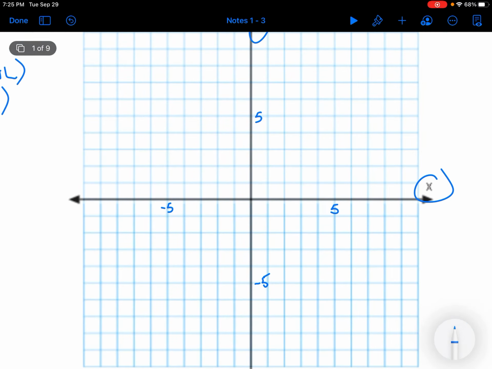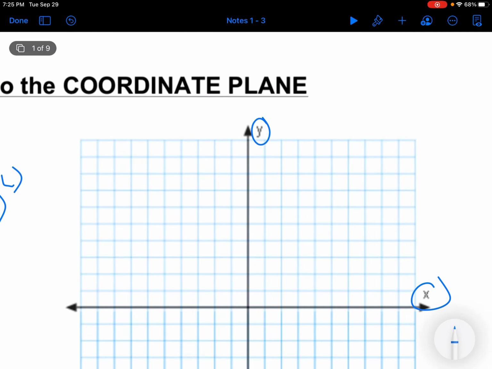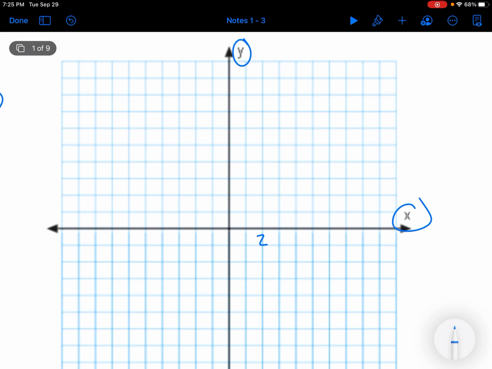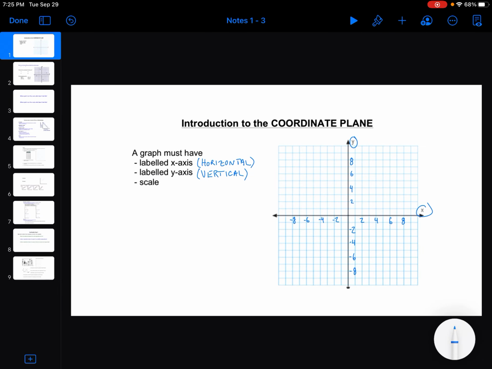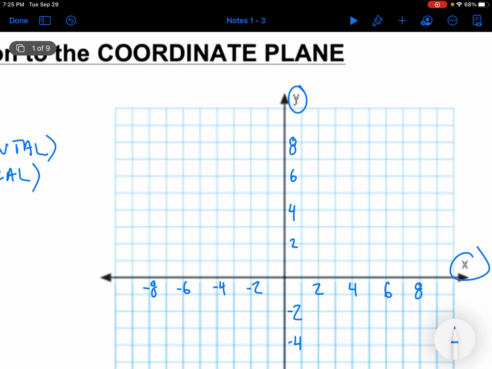Typically what you're going to want to have is something like, we've still got our x and y, and then we would do something like 2, 4, 6, 8, -2, -4, -6, -8, and the same thing on the y values. You don't have to do every box, but you do need to label some sort of scale, otherwise it's not right.